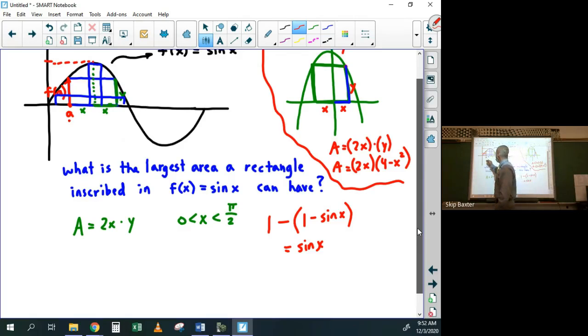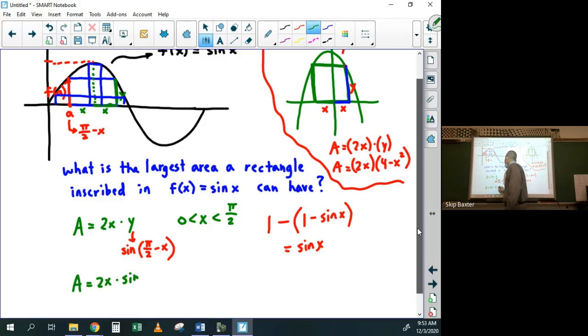But isn't it true that this x value is really just pi over 2 minus x, whatever this length is? Because it's the midline minus x, and this one over here is the midline plus x. So isn't this really just the sine of pi over 2 minus x? Does that make sense? I think so too. So the area is 2x times the sine of pi over 2 minus x. And from here, it's easy. You just differentiate and set it equal to 0. Does that make sense?